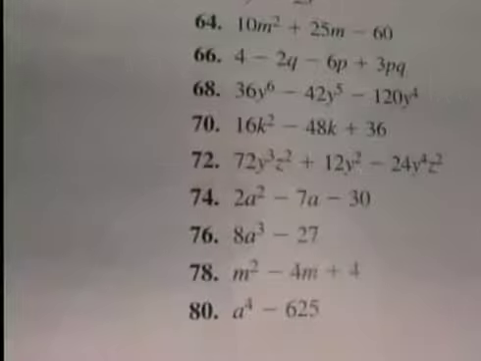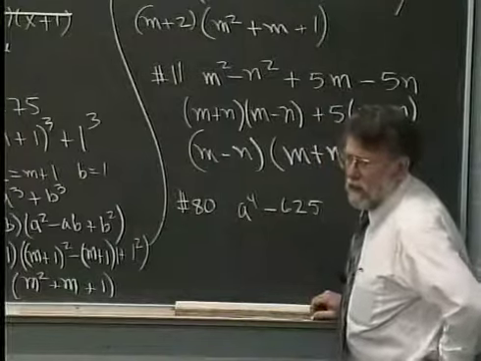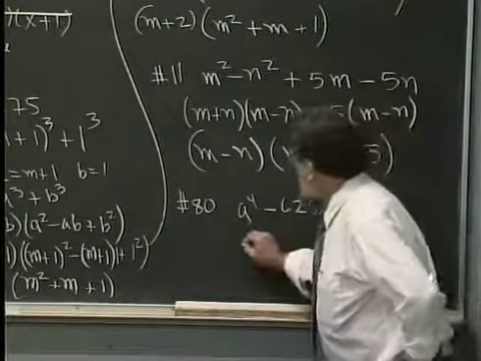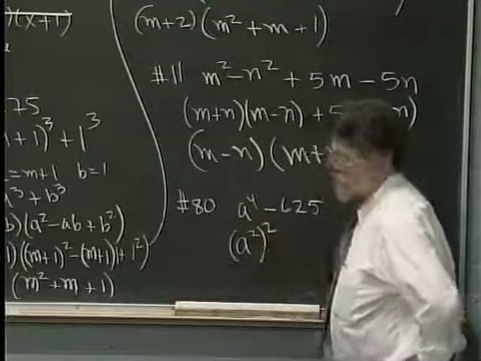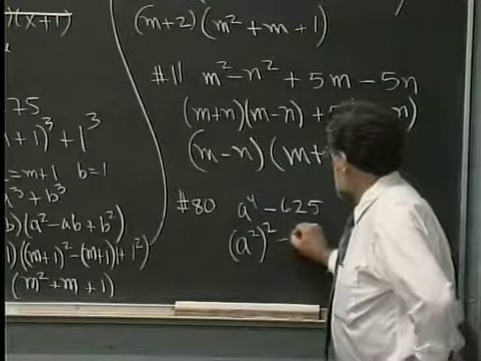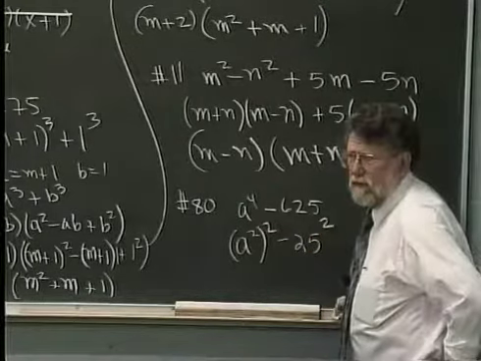Let's go back to the document cam, and I'll write the problem on the board. Okay, this is number 80. We have a to the fourth minus 625. I'm going to look at it actually as squares. So I'm going to look at it as a to the second, squared, minus 25 squared.